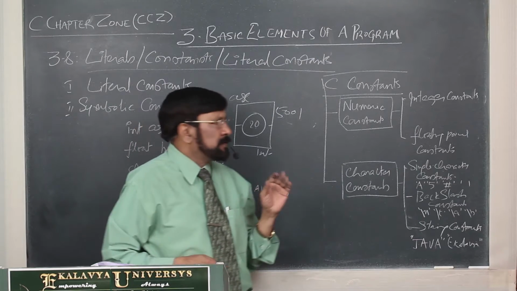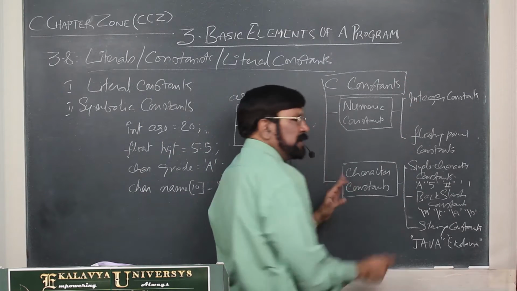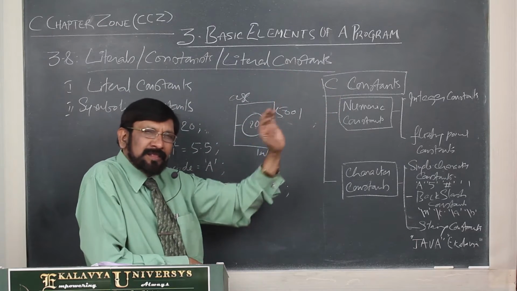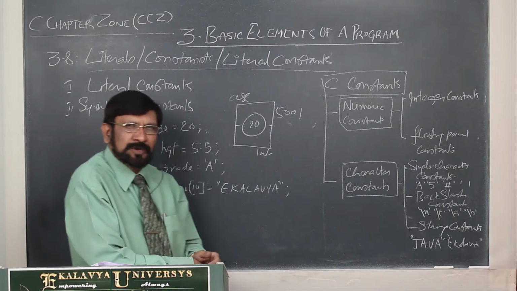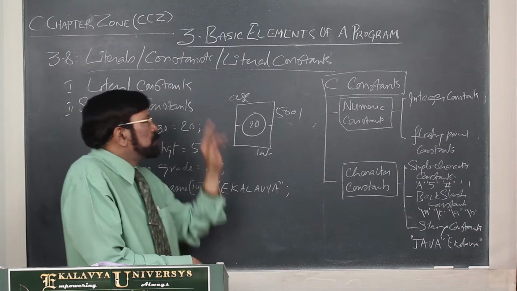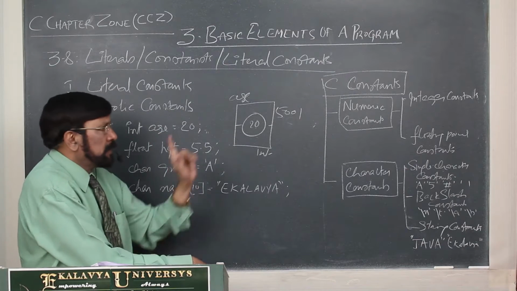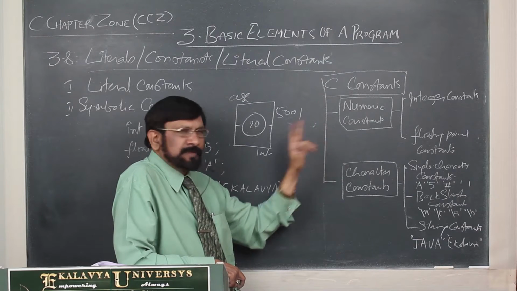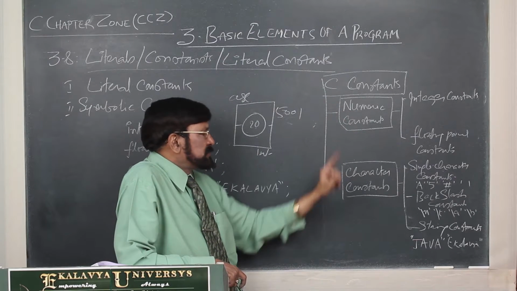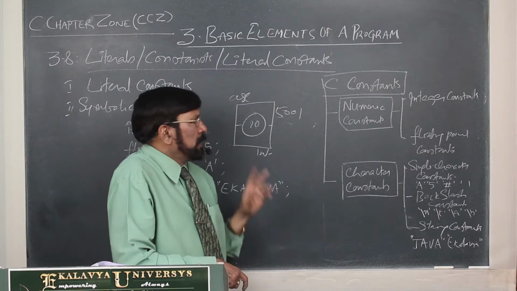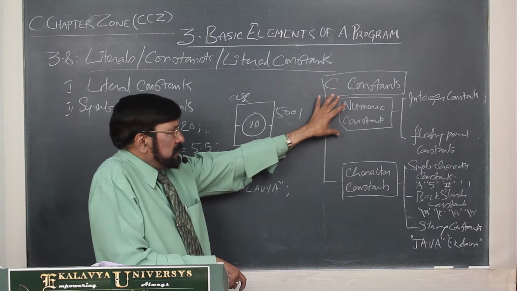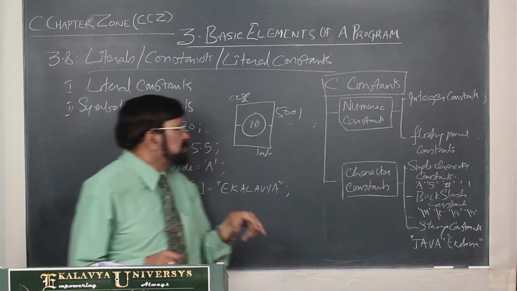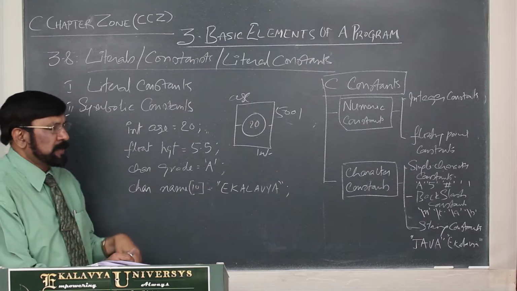Next let us see the classification of these constants. Hereafter, for the sake of uniformity and consistency, I call them constants, because if I use several names, unnecessarily you are confused. Now C constants can be classified into two groups. The first one is numeric constants, the second one is character constants. Numeric constants can be reclassified into integer constants and floating point constants.